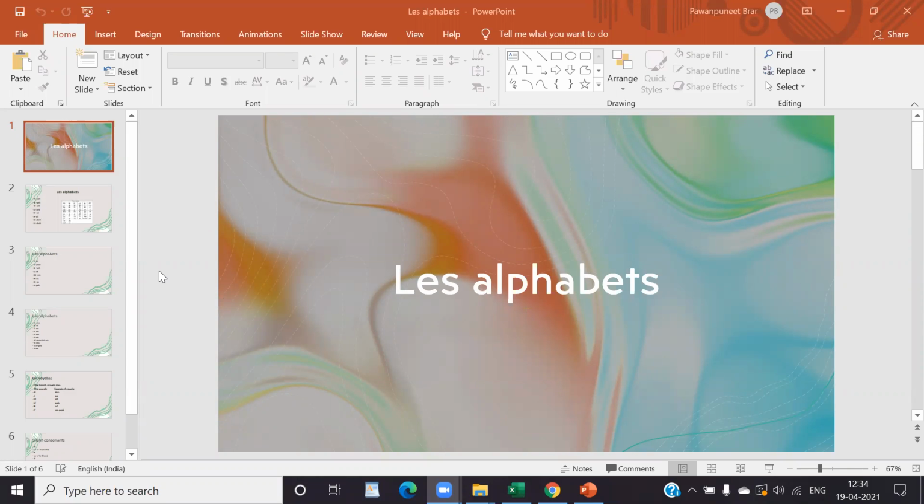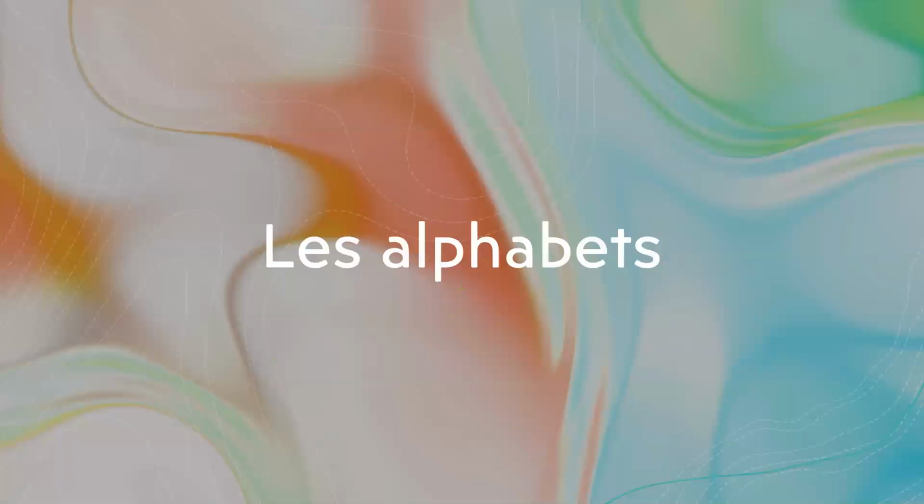All right, so we'll start with alphabets, the French alphabets. If you have any question, please ask, you may ask in between. The very first thing is alphabets. The English and the French alphabets are the same while we write, but the pronunciation is totally different. So please listen nicely to how we pronounce the alphabets.